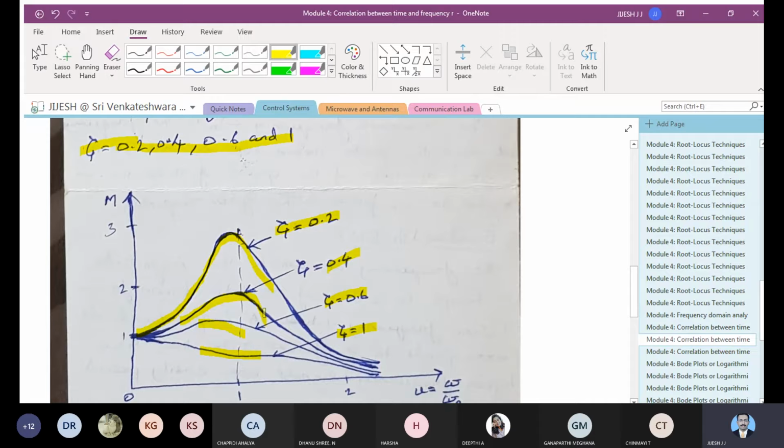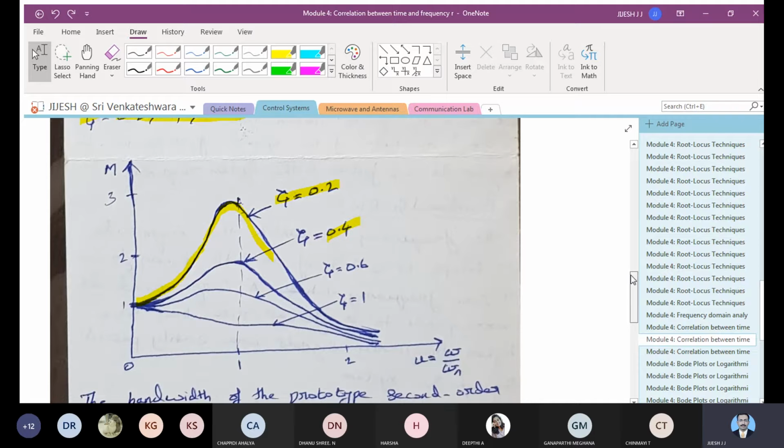Okay, so that is what you can see here. This is just for your reference, to make a note of it. That is the curve when the values of zeta vary, for different values like 0.2, 0.4, 0.6, and 1. So you can just draw this graph.